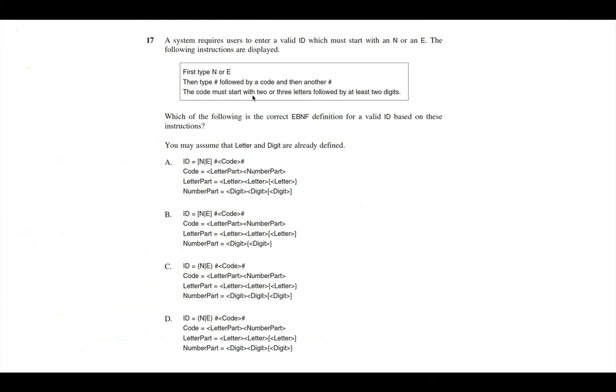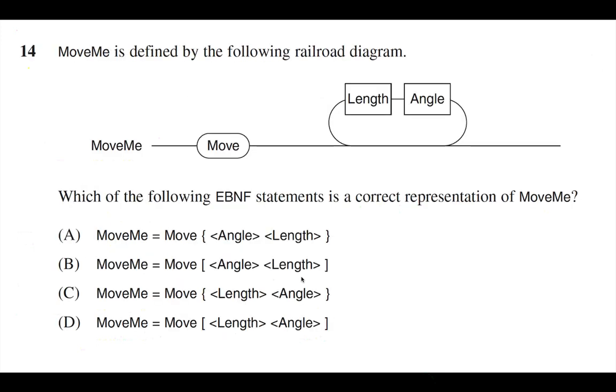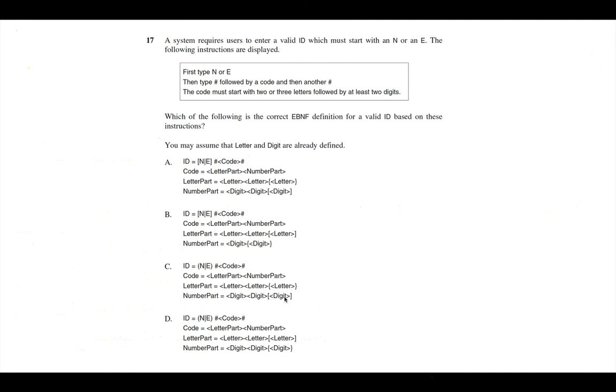The code must start with 2 or 3 letters. So these both have 2 letters. This one gives the option to repeat more letters. This one gives the option for another letter. This is looking a little bit more like my logic, yeah? Because technically with C, I could keep on repeating. It is the equivalent of this, repeating in a railroad diagram. So I'm pretty confident that it's D, but let's keep on confirming.